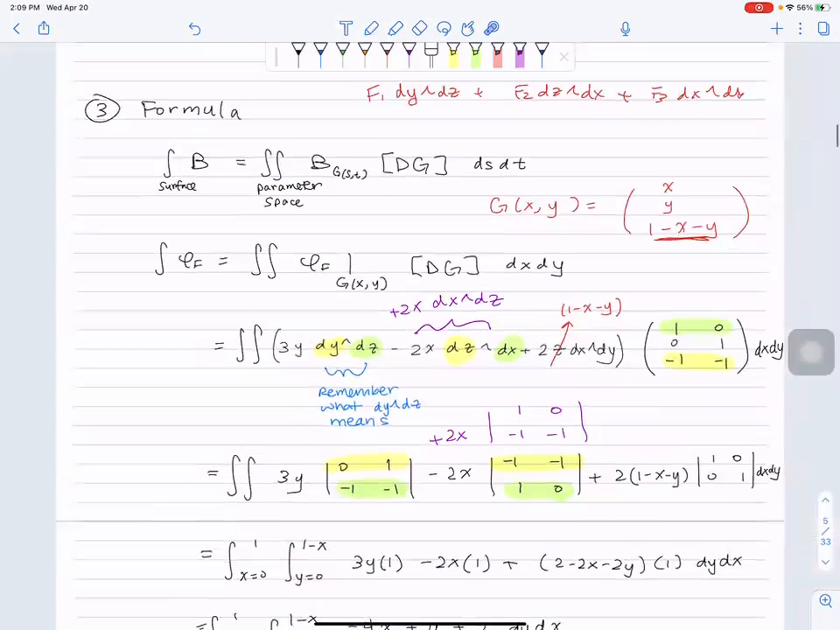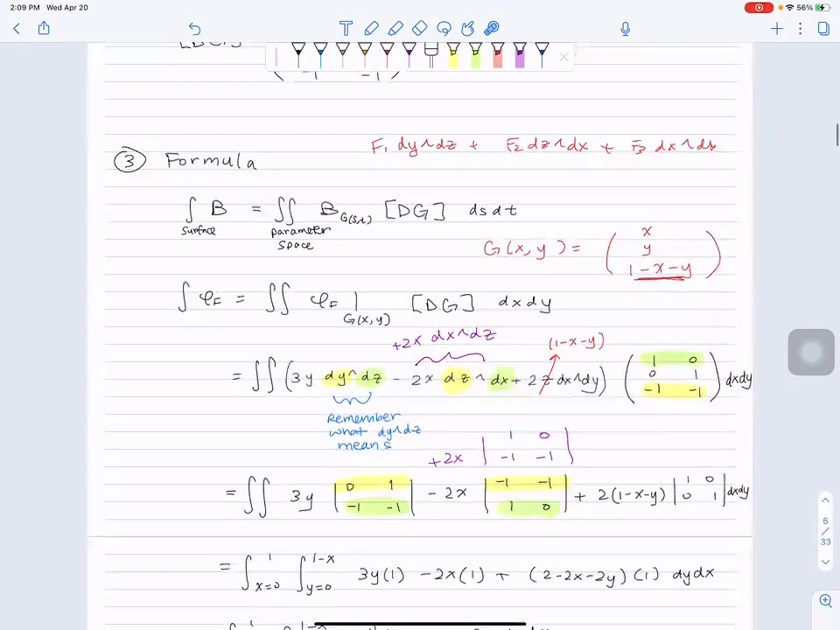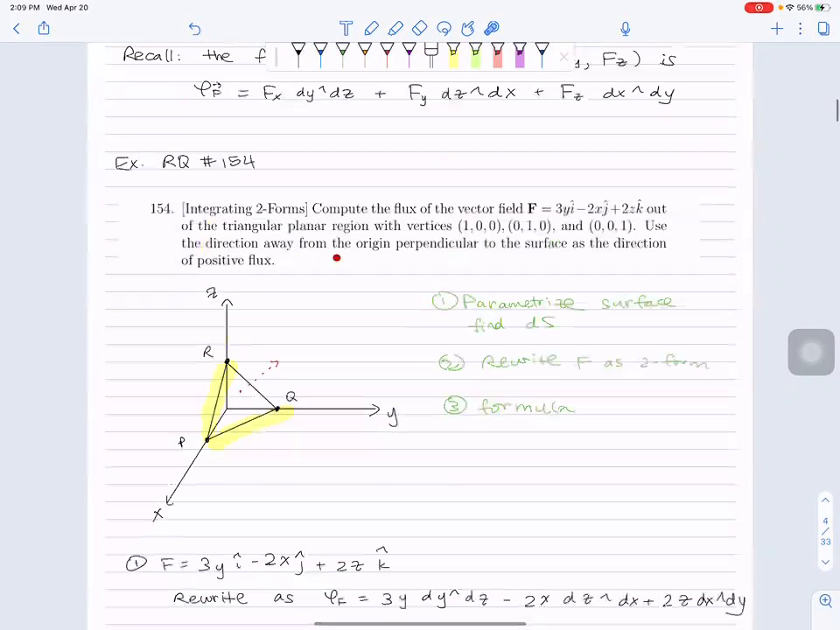Okay, any questions? So yeah, you can finish the integration and get a half. Any questions on this problem? Okay, so this is for the flux. We had the direction away from the origin as the direction of positive flux. So we do this whole question normally.